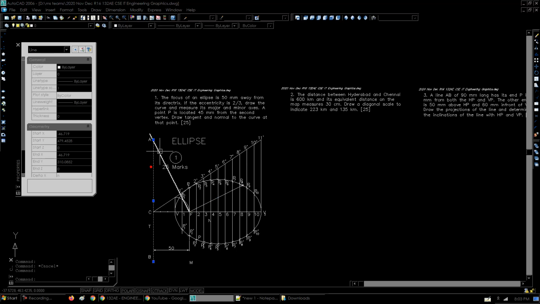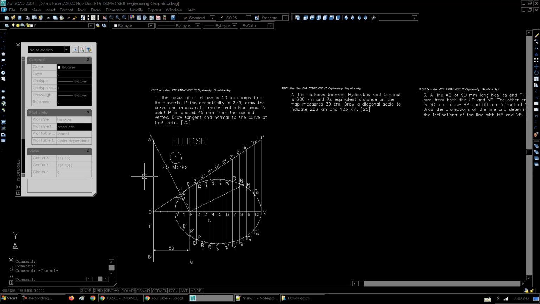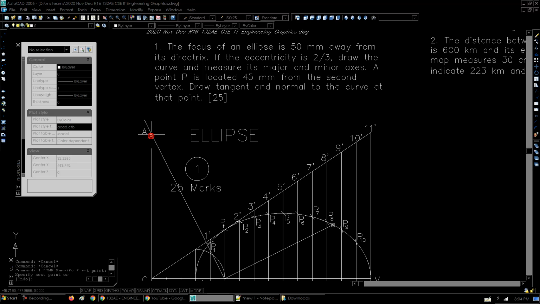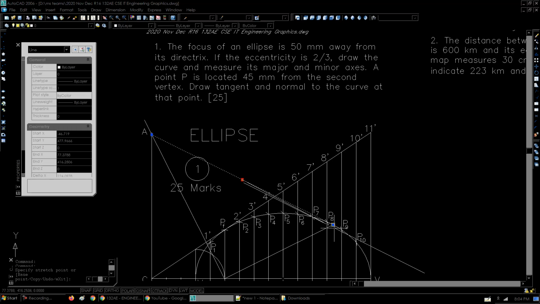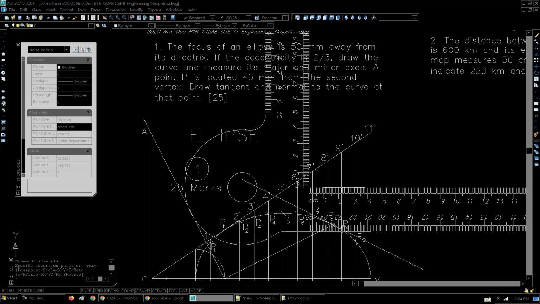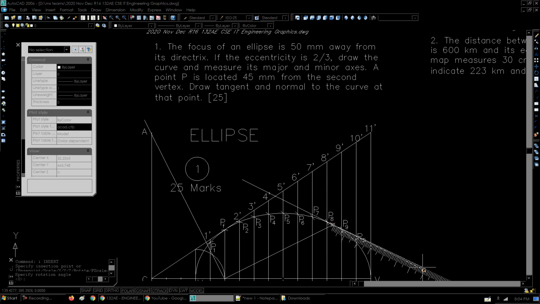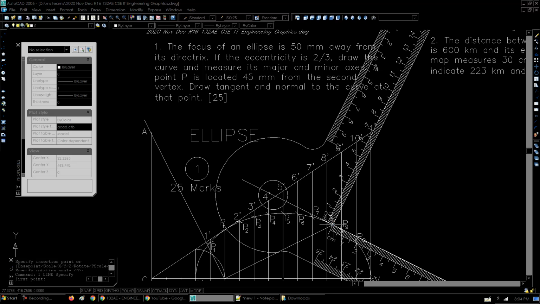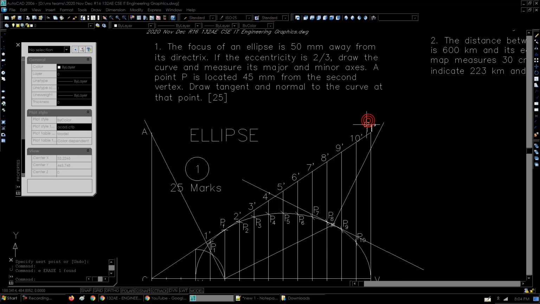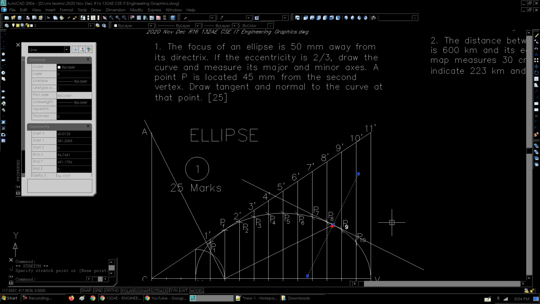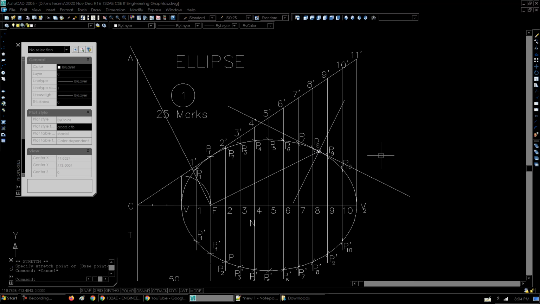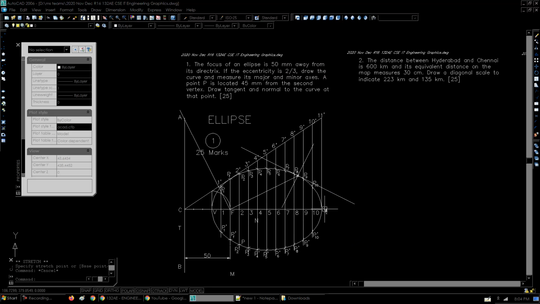The intersection of the directrix and this line is what gives us one end of the tangent. So taking this intersection point and joining it with point P, we get the tangent. And once the tangent is drawn, once again we'll have to take the drafter, keep it over here, and draw this other edge to get the normal. So that's it. We have drawn the tangent and normal to this ellipse at a point 45 mm from the second vertex. So this solves the first problem. Now let's go ahead and check out the second problem.